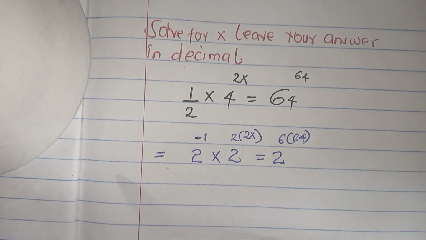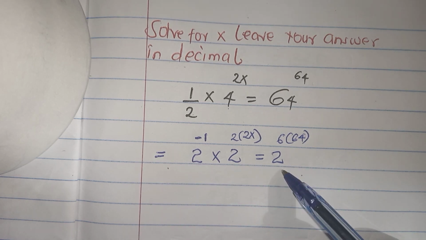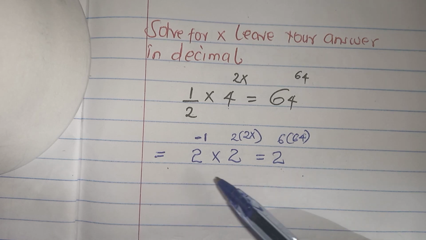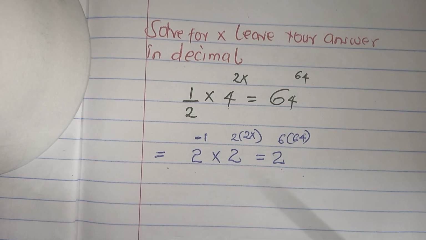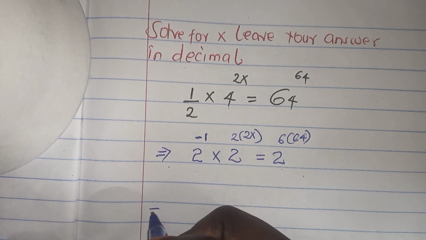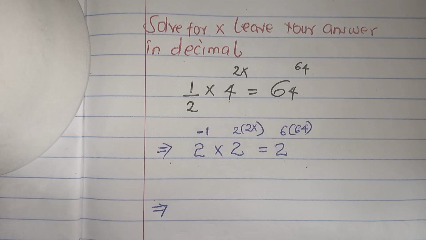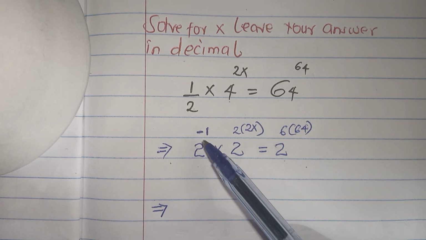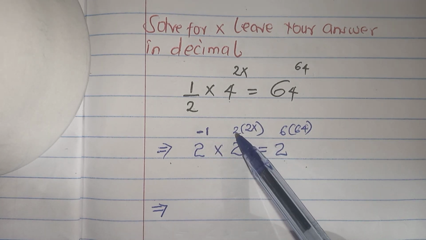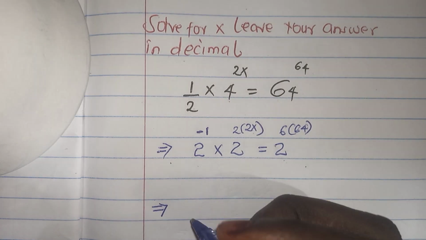Right? So this is the first step, making the bases the same. Here I've made 2 my base. The next step, according to the law of indices, we can now open this bracket, or we can multiply the powers. So let me multiply the powers.